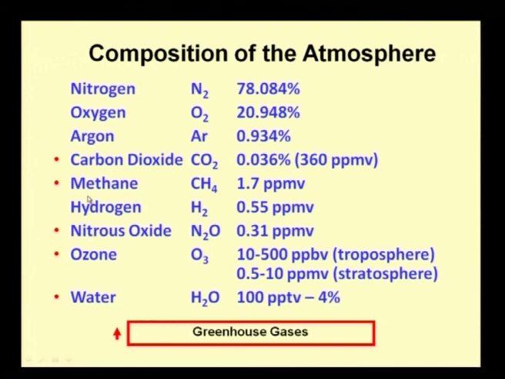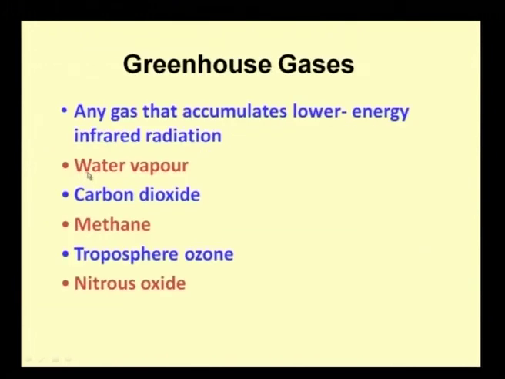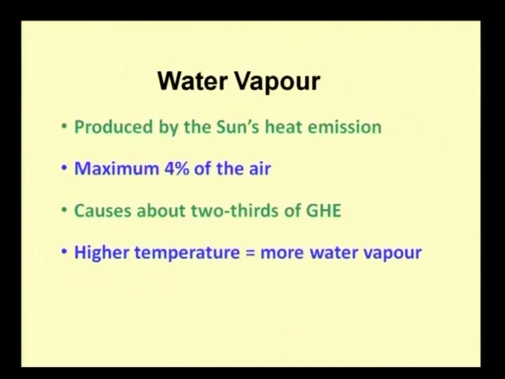And wherever the red bullets are, they are the greenhouse gases, and they cause the greenhouse effect. So, this is given. The definition for greenhouse gases is given: any gas that absorbs lower energy infrared radiation is called a greenhouse gas. Now, let us see water vapor.